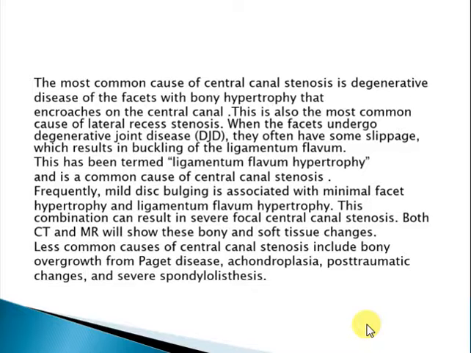Frequently, mild disc bulge is associated with minimal facet joint hypertrophy and ligamentum flavum hypertrophy. So all of these factors together will result in severe focal central canal stenosis. Both CT and MRI will show these bony and soft tissue changes and will enable us to determine the cause of the spinal canal stenosis. Less common causes include bony overgrowth from Paget disease, achondroplasia, post-traumatic changes, and severe spondylolisthesis.